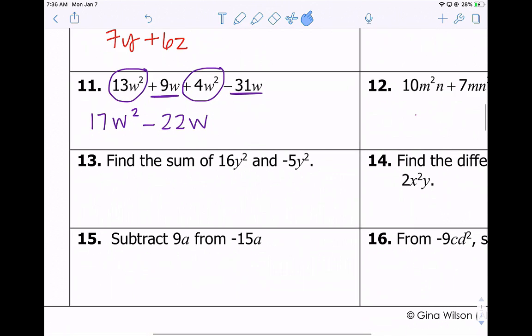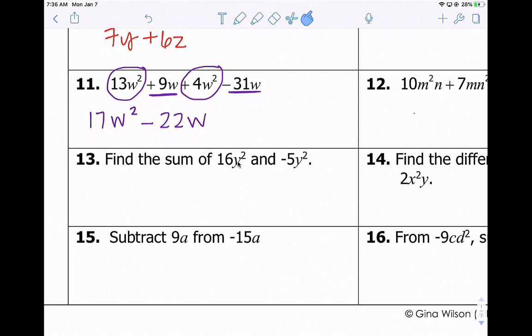Right. Number 13, find the sum of 16y squared and negative 5y squared. So you need to know that the sum means to add. So sum means to add. So we're going to add 16y squared plus negative 5y squared. So when we have plus and negative, basically that's like minus. So 16 plus negative 5 would be 11, and then we leave the y squared.